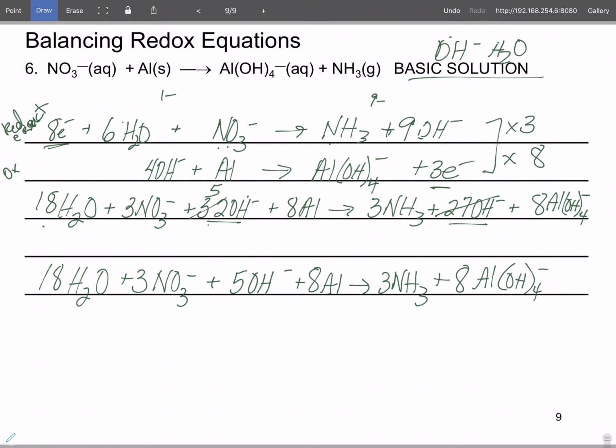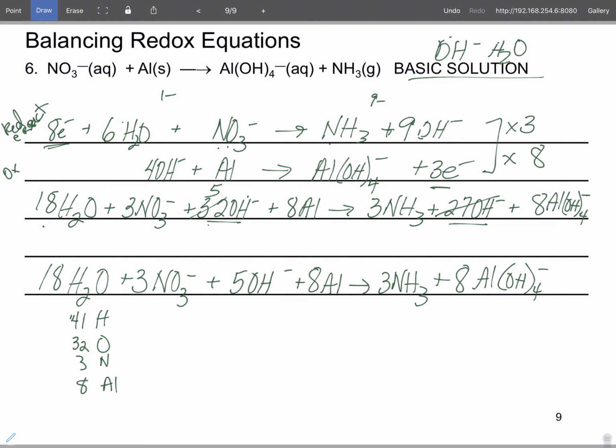All right, let's really quick check our math. We have 36 plus 5. What's 36 plus 5? 40. 36 plus 5. All right, I'm going to make my calculator. So I have 41 hydrogens. I have 18 plus 9, which is 27 plus 5. I have 32 oxygens. I have 3 nitrogens. And I have 8 aluminums. I think I caught everything.